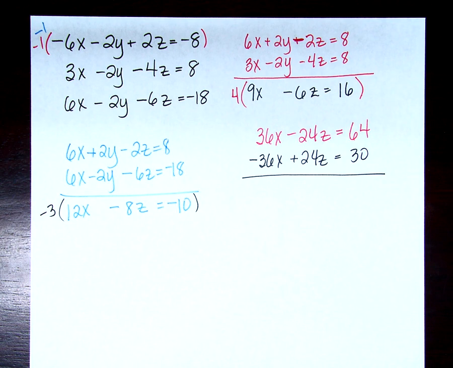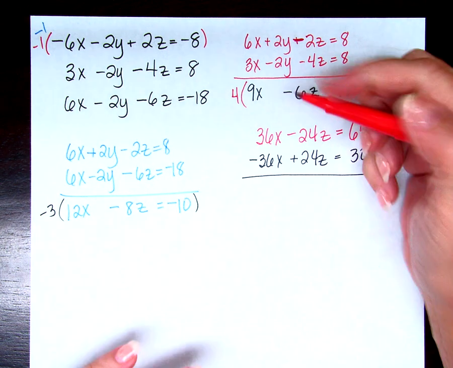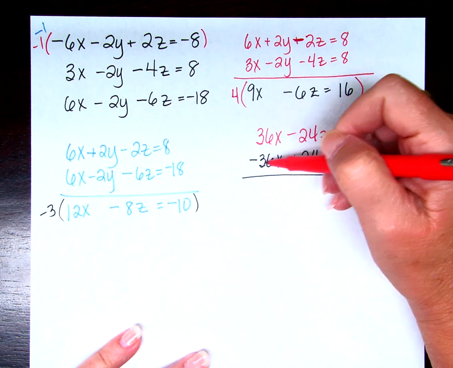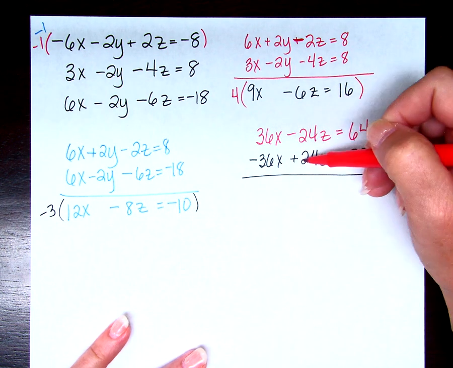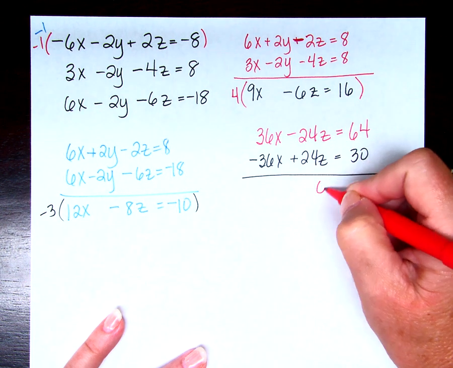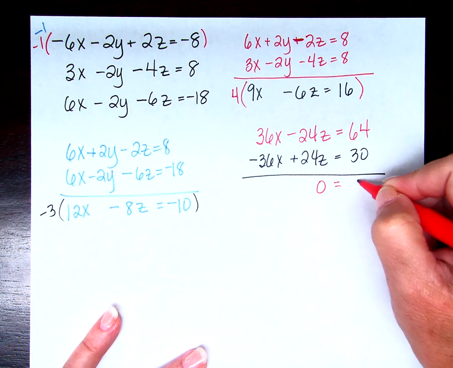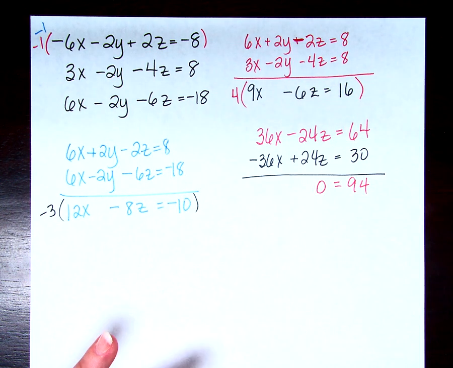Is that a problem? So does that mean no solution? It might be a problem, because we still have to figure out the answer. 36x and negative 36x is what? Zero. And negative 24z and 24z is what? Zero. So now we just have 94. So 0 equals 94. We can't do anything. Does 0 equal 94? No. Will 0 ever equal 94? No.